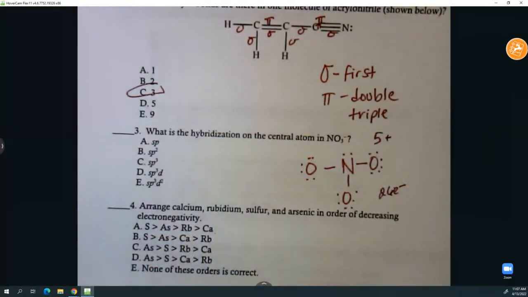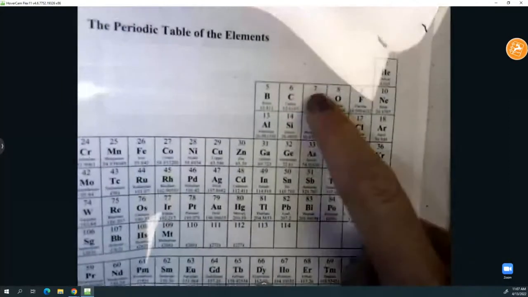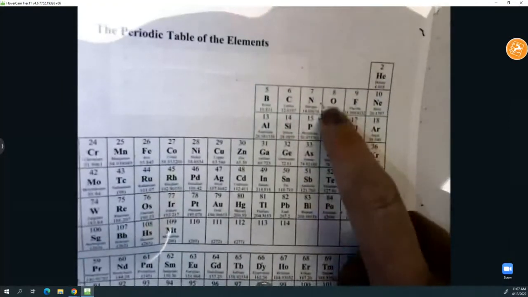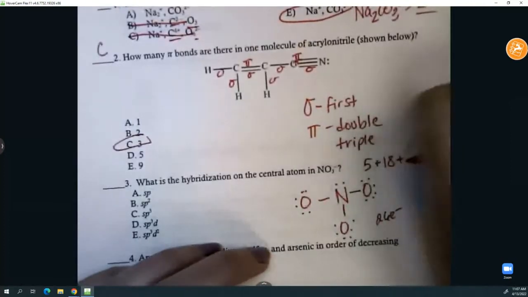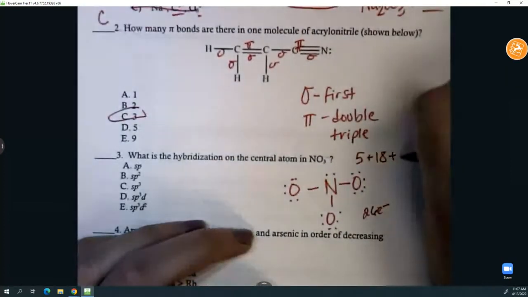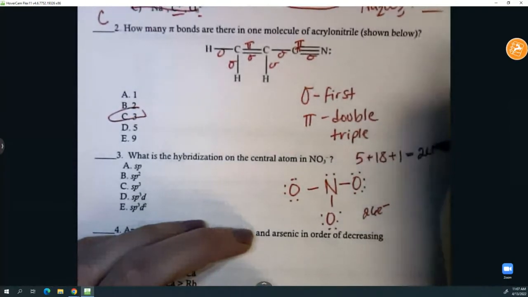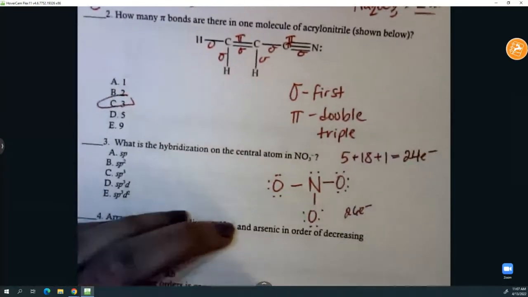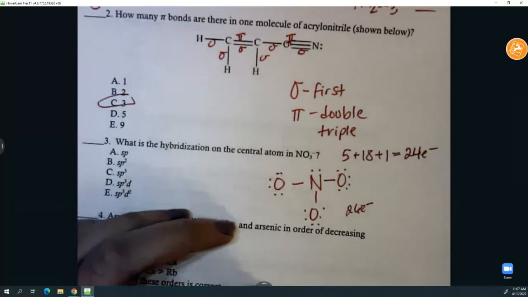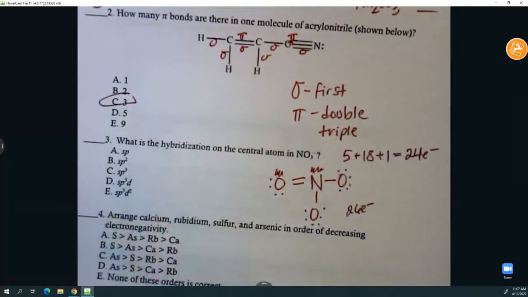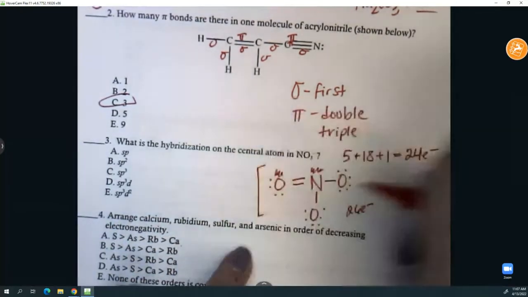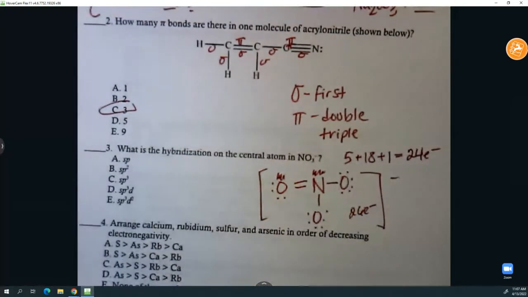Let me get my periodic table here. All right, sorry if there's a glare, but 5 from the nitrogen, and then 6 from each oxygen. So that's 3 of those, that's 18. And then my negative sign is an extra 1. So this would be a total of 24. So I have too many electrons in my picture. Hopefully we know by now that means I need a double bond. And it looks like that. And now I have a complete octet on everything, and I have the right number of electrons, and it's a negative.